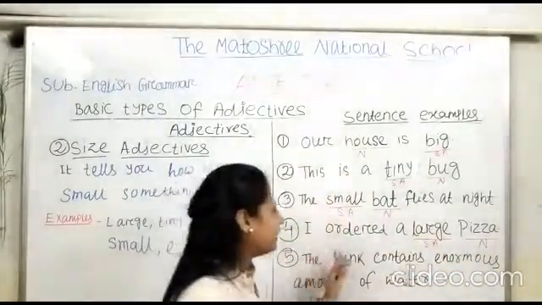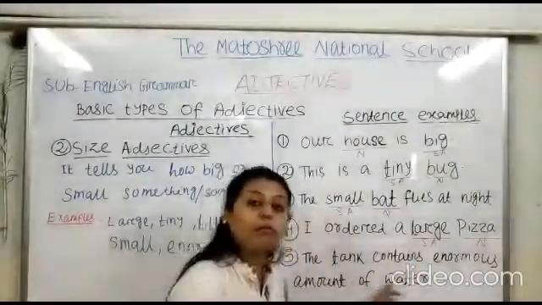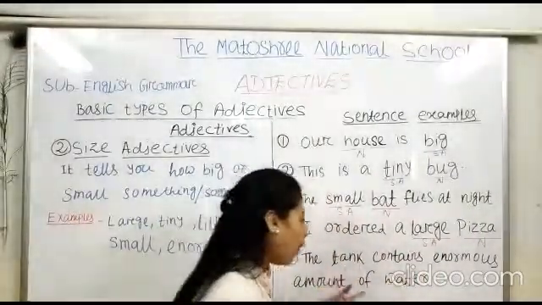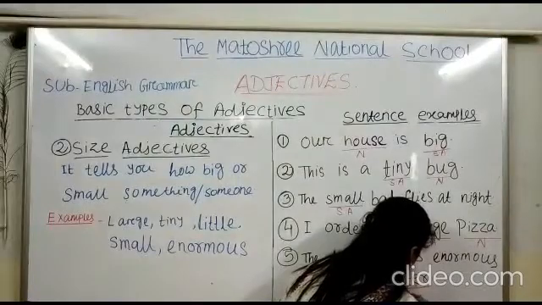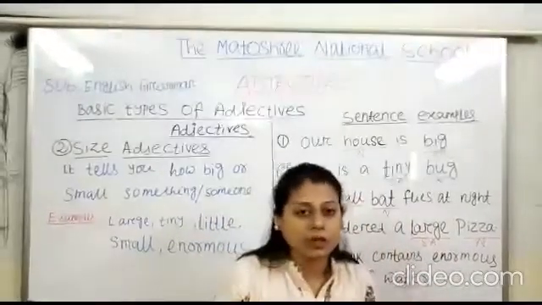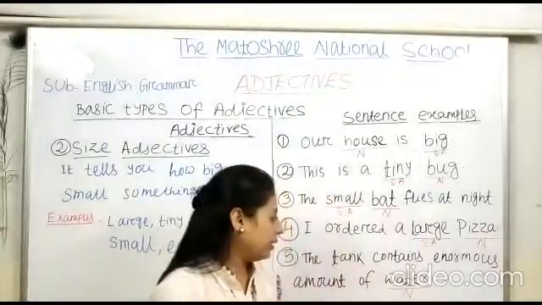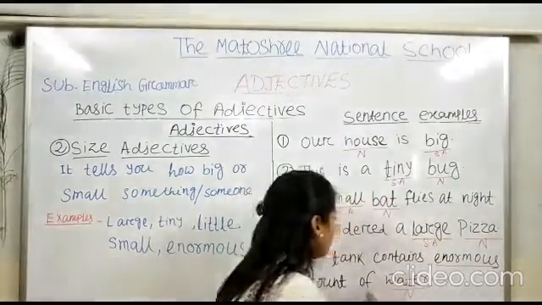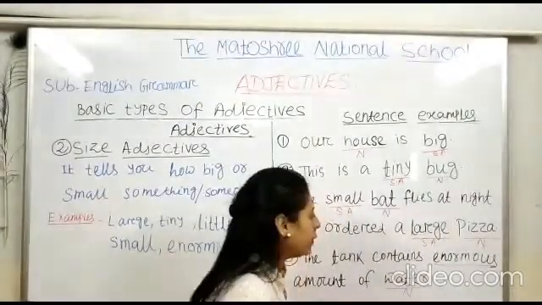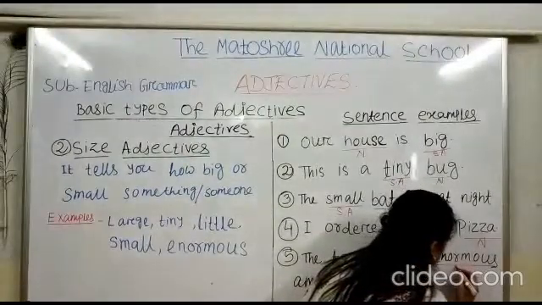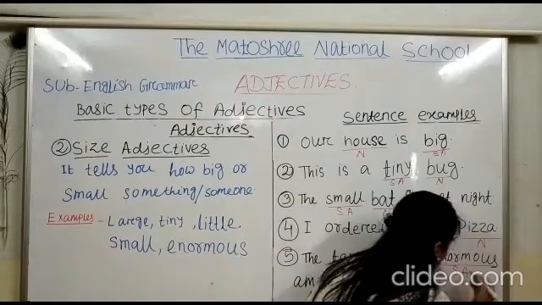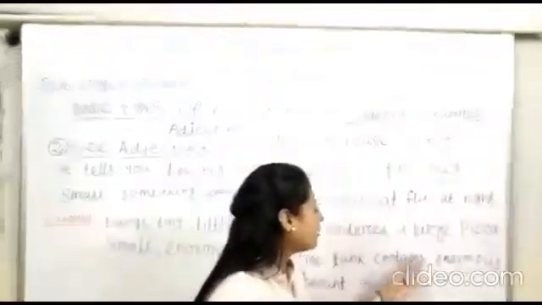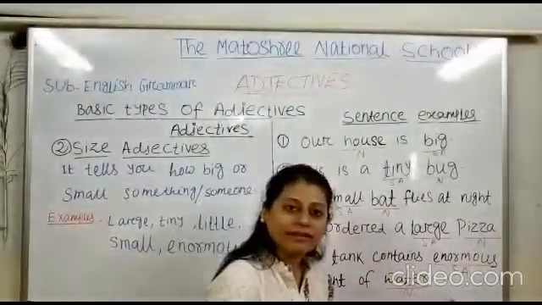Now, number 5. The tank contains enormous amount of water. Here, water is a noun and enormous means large quantity. So here, enormous describes the size or the amount of water. Enormous is a size adjective which describes more about water, a noun.